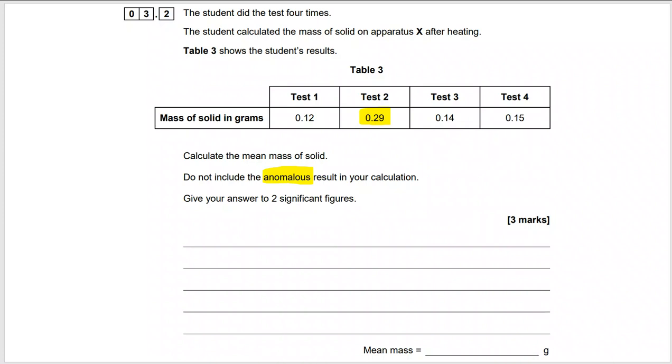So we're going to discard it. We're going to disregard it. And that means our average is between 0.12, 0.14 and 0.15. So we add those together and divide by 3. And then you've got to remember whatever comes up in your calculator, you are only going to give your answer to 2 significant figures, 0.14 grams.